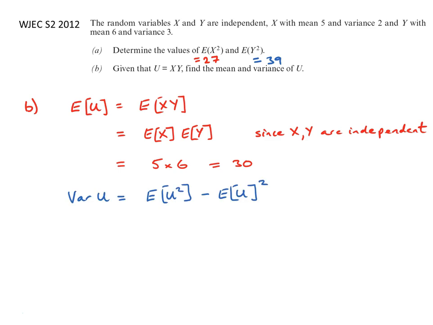We know that the variance of u is the expected value of u squared, take away the expected value of u squared.